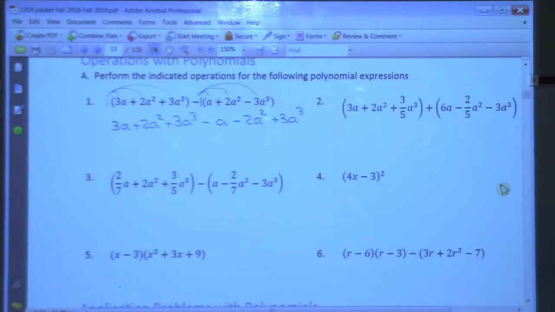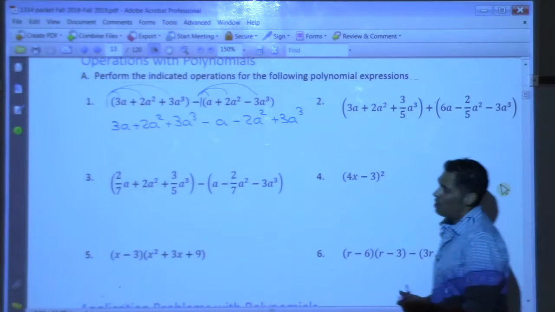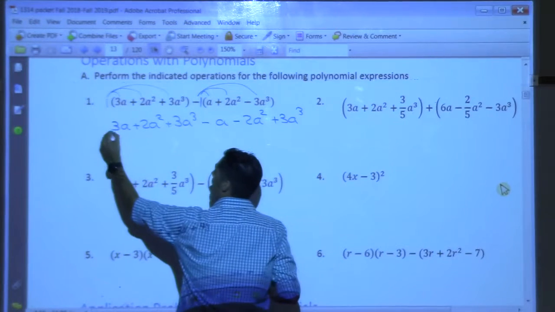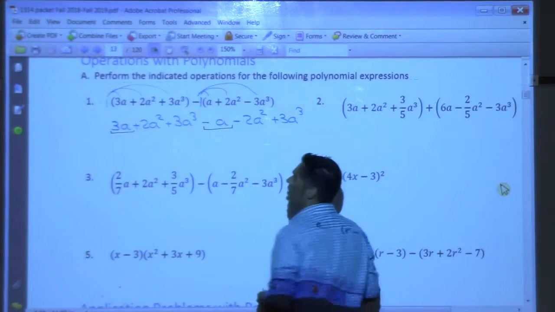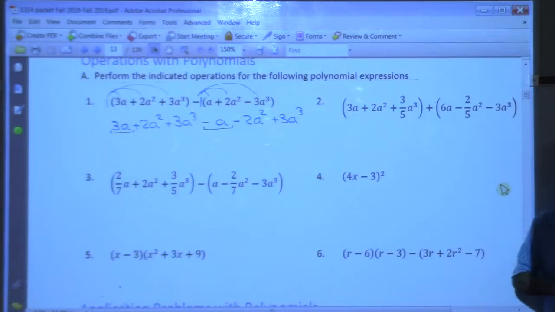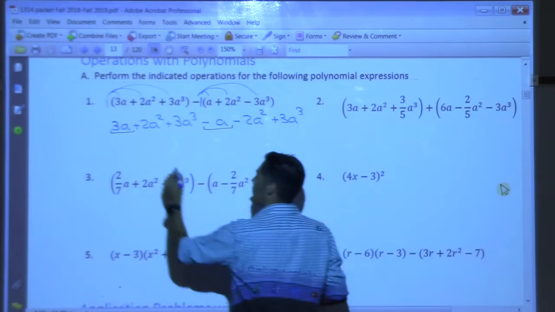Now you can combine anything that has the same letter to the same power. So let me start with my a's. I have 3a's, take away an a, right? What's 3a take away a? Just 2a, right?